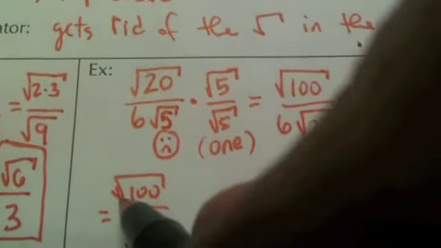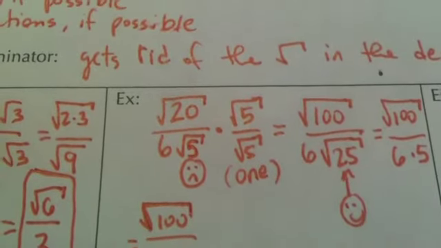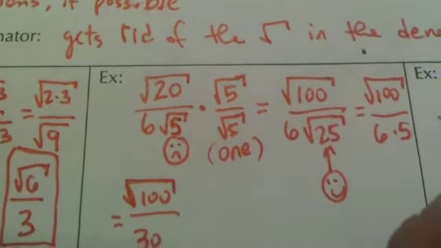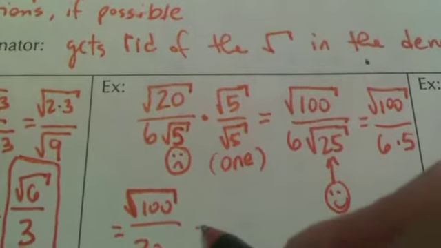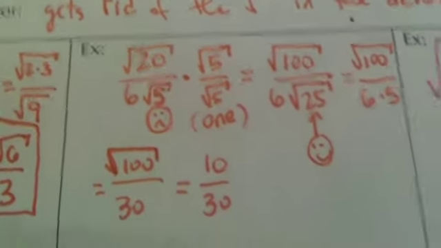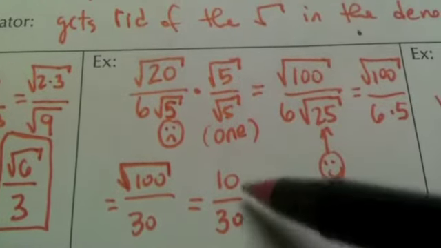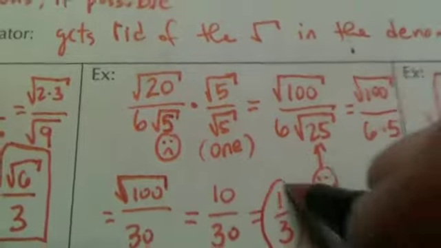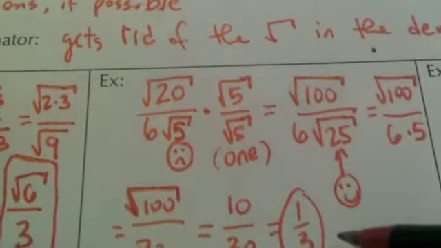Okay, but I'm not done. Remember my checks. I got rid of the square root on the bottom, but the next check is can you simplify the square root? Well, yes I can. 100 is actually a perfect square itself, so that makes me even happier. So the square root of 100 is going to give me 10, and I get 10 over 30. And remember, the last step is simplify the fraction, and I can simplify this by 10 and get 1/3. So the square root of 20 over 6 times the square root of 5 actually reduces to 1/3.